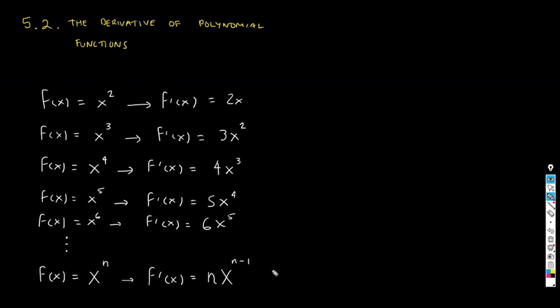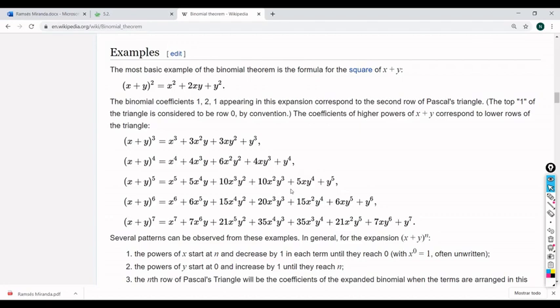Now, is this true? Maybe, maybe not. We have to prove it. And I'm going to give you the answer right away. Yes, it is true. Okay, it's going to be true, and we're going to demonstrate that. In order to demonstrate such general result, I need you to remember about the binomial raised to an exponent, okay, or the binomial expansion, or the binomial theorem, right?